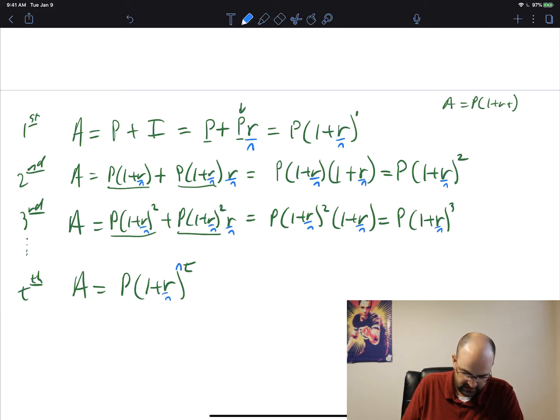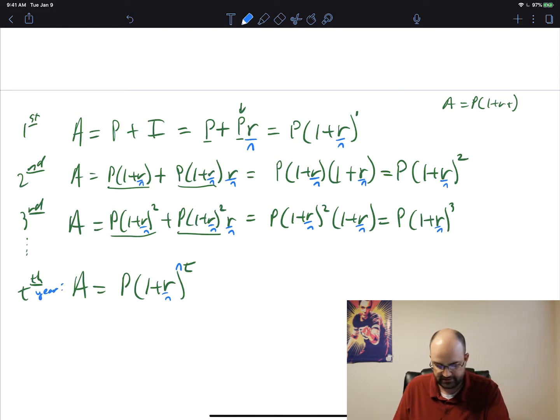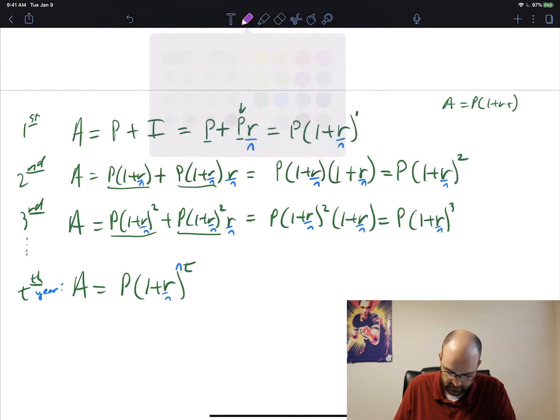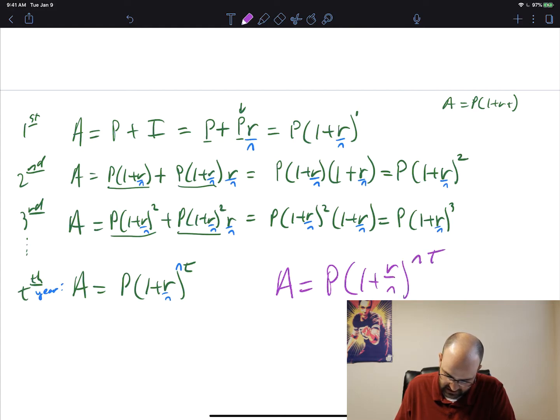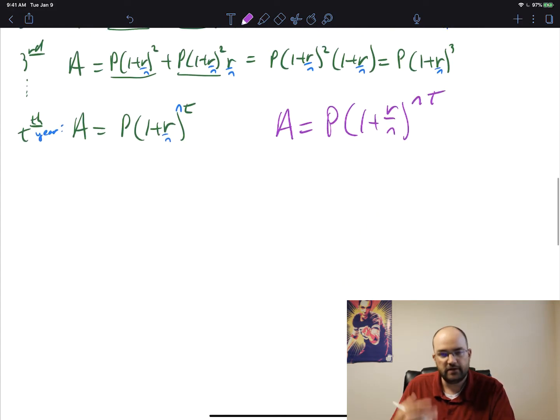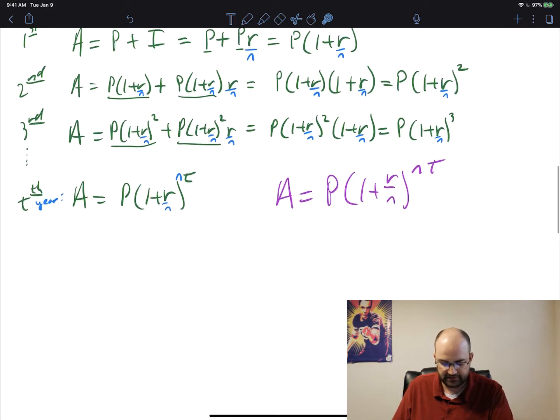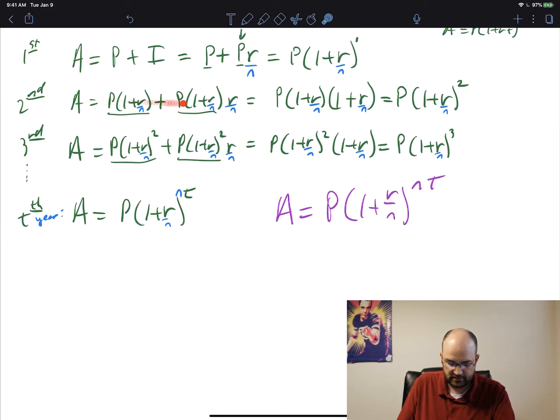So at the end of the teeth year, it's going to be this. So the formula that we're actually going to use here is A equals P times 1 plus R over N to the N times T. That's the formula. Now, the reason that there's an N here is because if these are periods, if this is at the end of the teeth year, think of it this way.